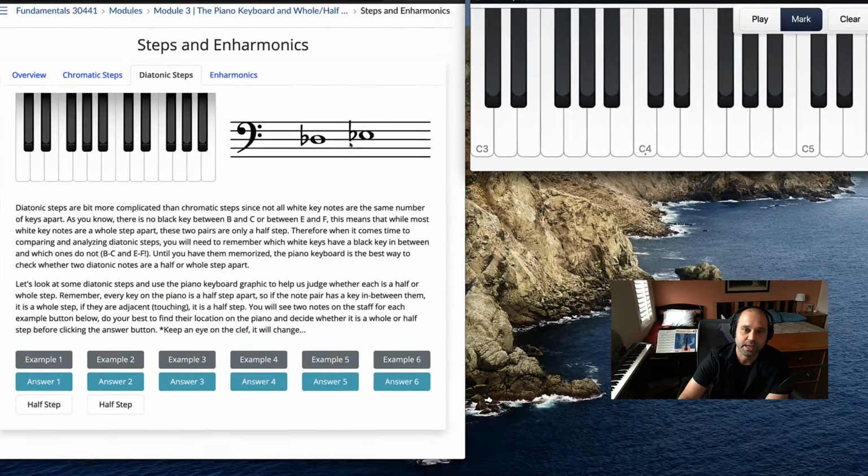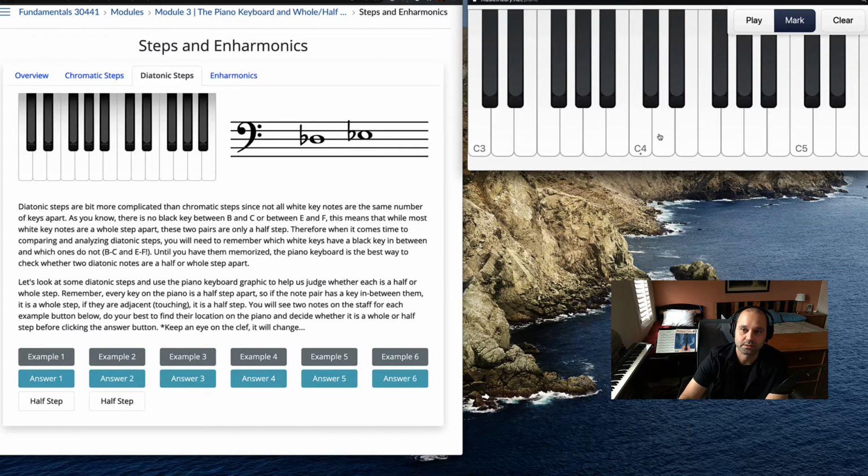So D flat to E flat. Here I go. So D flatted, E flatted, and I can see that there's one key in between them. 1, 2 moves. So that is a whole step. Here's another. E flat to F flat. Here goes. E flatted, F flatted. So that looks like one move to me, half step. And there it is. There's our half step. And we can see it right there.